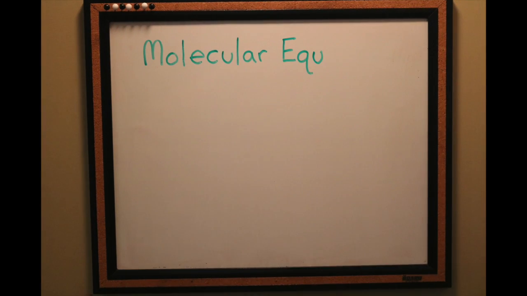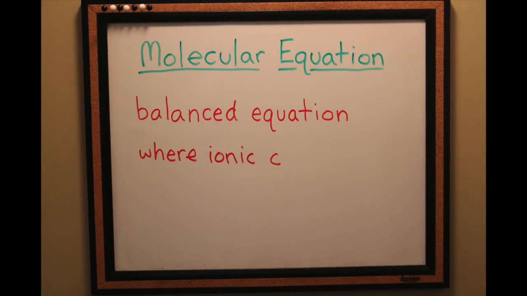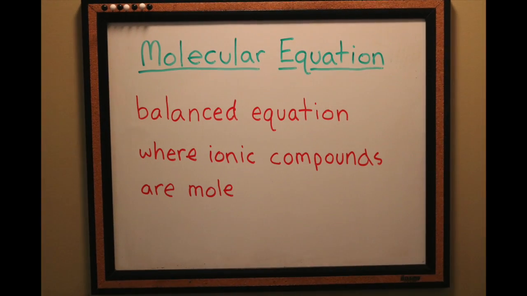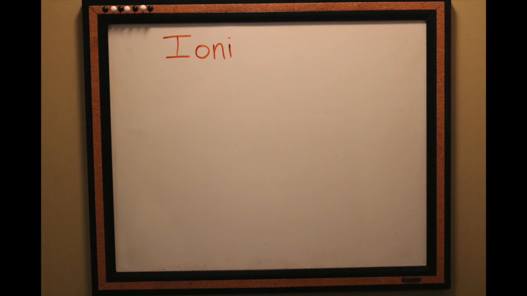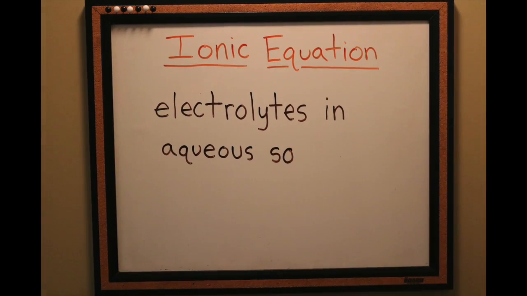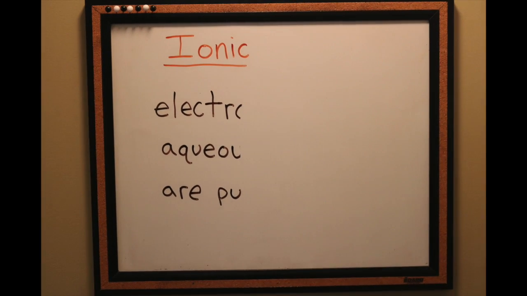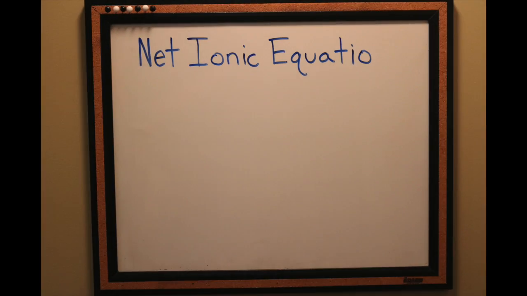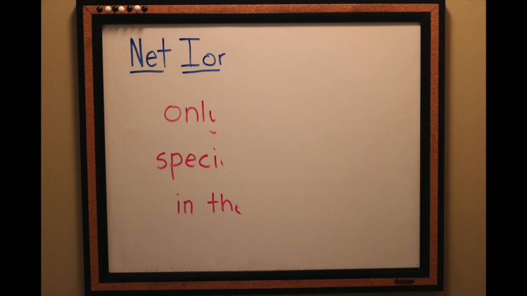A molecular equation is a balanced equation where ionic compounds are shown as molecules and not component ions. An ionic equation is when electrolytes in an aqueous solution are written as dissociated ions. A net ionic equation only shows what species are involved in the reaction. Here are examples.